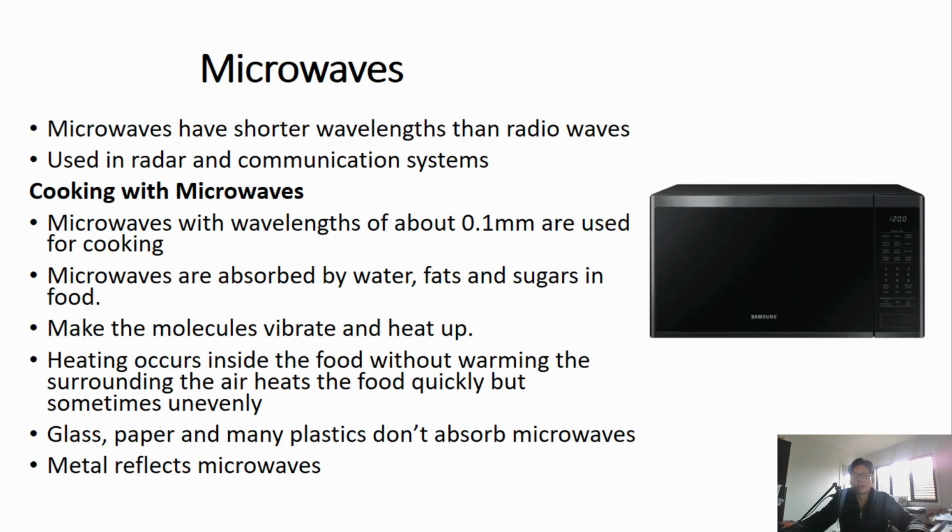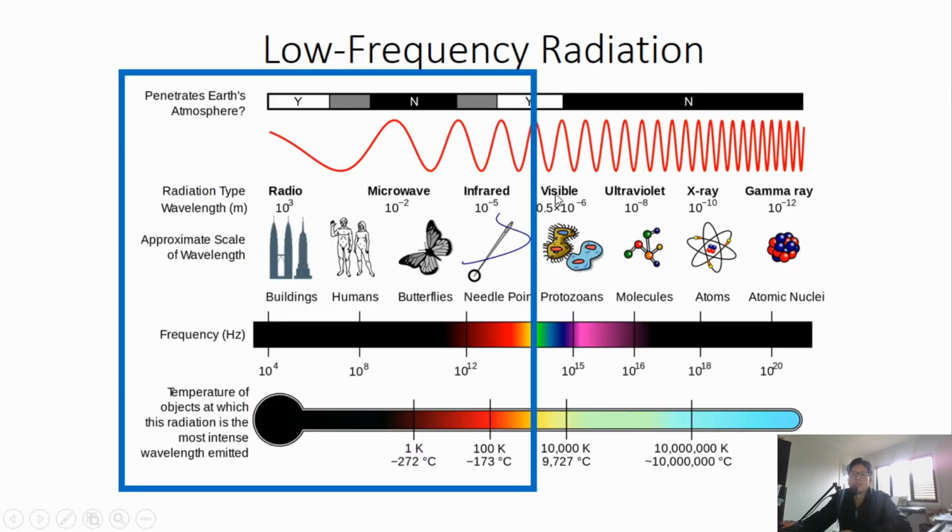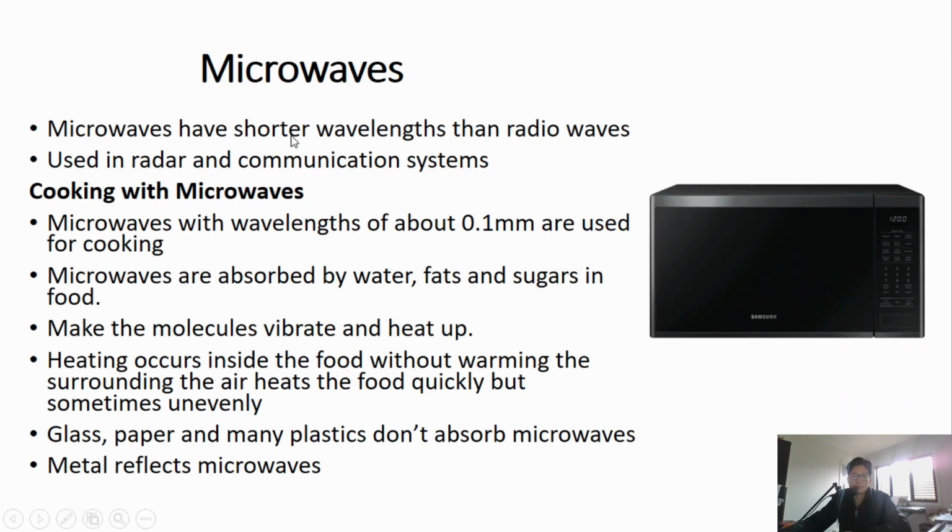Alright, so our next type is microwaves, and these have a shorter wavelength than radio waves. As you can see from this image here, the radio waves have a longer wavelength than the microwaves down there. Microwaves are often used in radar and communication systems, and they are also very often used in cooking.